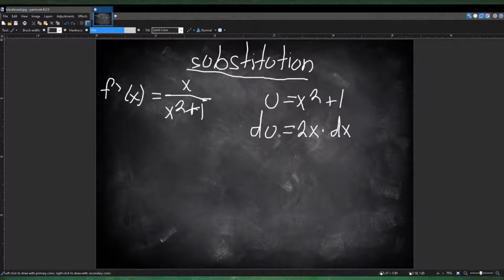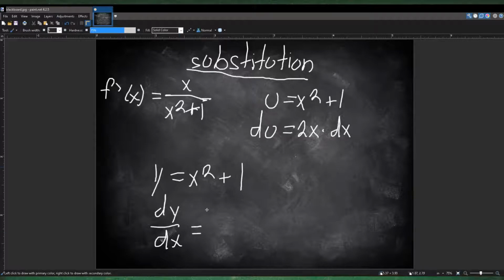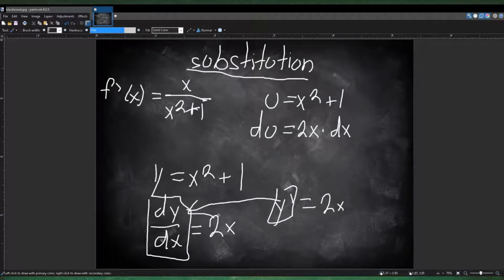So the reason we multiply by dx is because when we're really doing the derivative of a function, say y is equal to x squared plus 1, what we're really doing is dy over dx is equal to this derivative. So doing the derivative, this side is 2x. But what we usually write is this, and what this really is, is this.